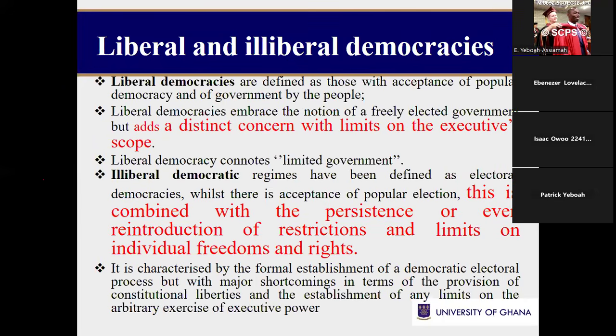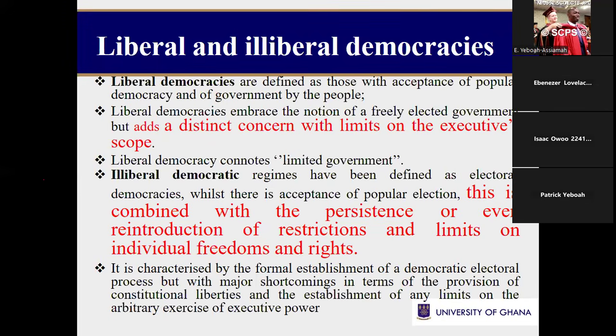Now, in illiberal democracy, they also accept elections, but this is combined with persistence or even reintroduction of restrictions and limits on people's rights and freedom. So it is the stark opposite of liberal democracy. In illiberal democracy, the government's powers are too excessive, and the people do not have freedoms and liberties. That's a typical example of an illiberal democracy.